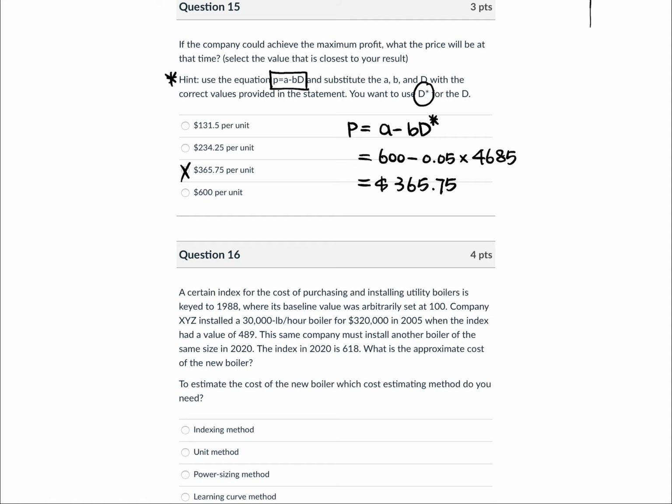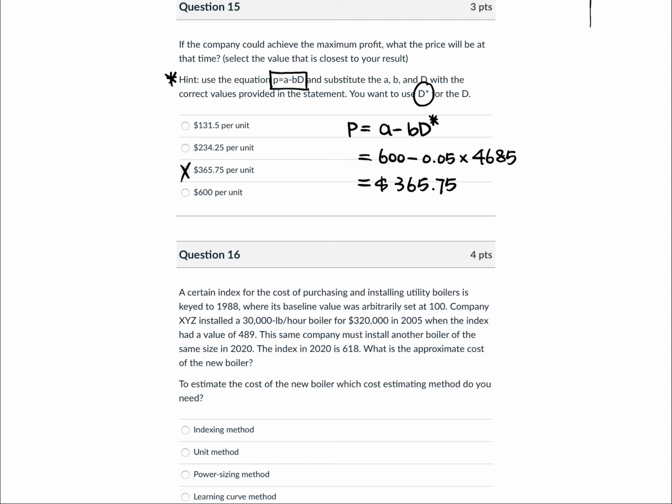So if you can sell your product at this price, you would expect a demand of 4,685 units, and at that point you're gonna have your maximum profit. Okay, so next question. Oh, that's another whole new problem.